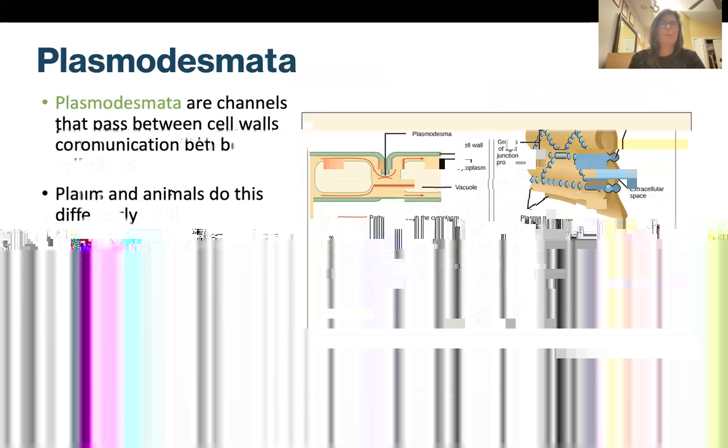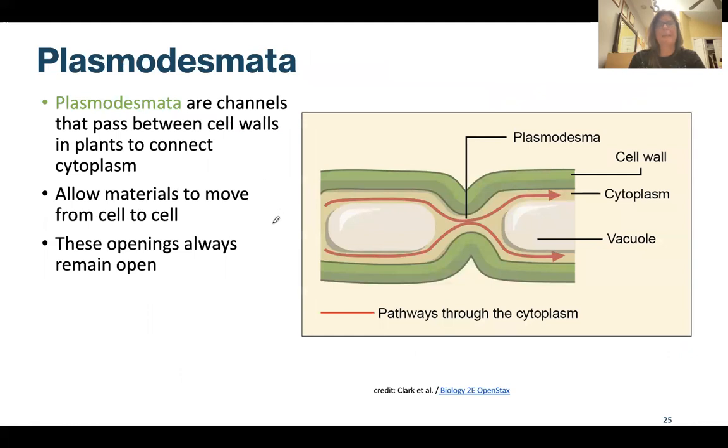Plant cells use what are called plasmodesmata. One of my favorite words to say, it just rolls off the tongue. Plasmodesmata. And these are basically openings in the cell walls. Because remember, you have those rigid cell walls, so you can't get through it.